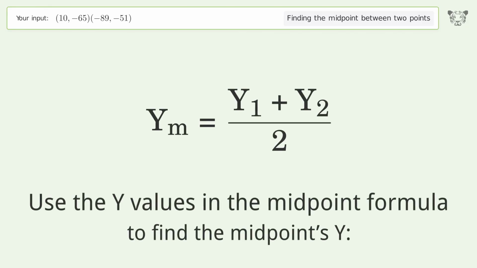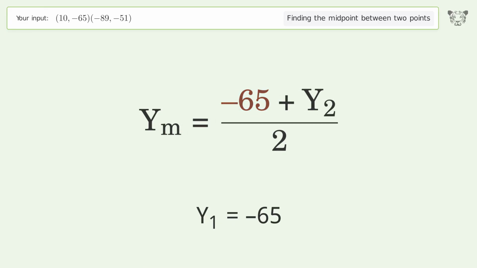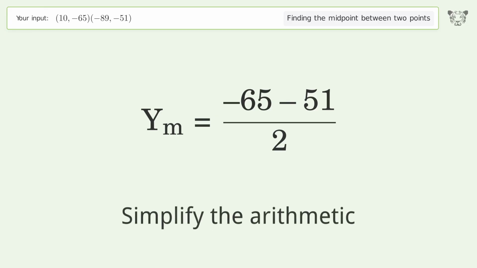Use the y values in the midpoint formula to find the midpoint's y. y1 equals negative 65. y2 equals negative 51. Simplify the arithmetic.